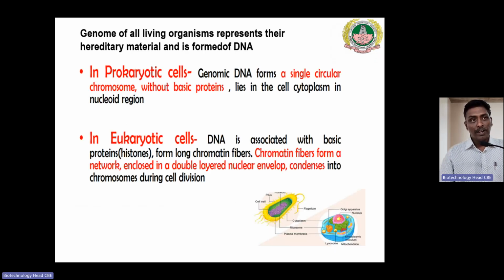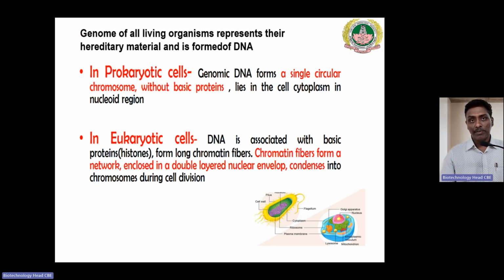The genome of all living organisms represents the hereditary material, called genetic material, and is formed of DNA. Coming to the genetic material of prokaryotes and eukaryotes, first we have to see the prokaryotic cells. The genomic DNA forms a single circular chromosome without the basic protein called histone. So in prokaryotes, the DNA is not associated with any basic protein called histones. It lies in the cell cytoplasm in the nucleoid region.